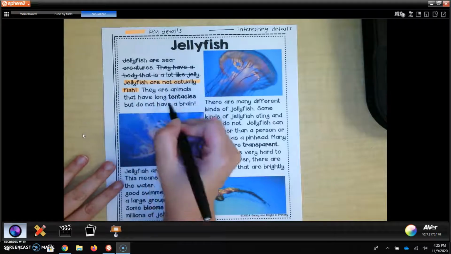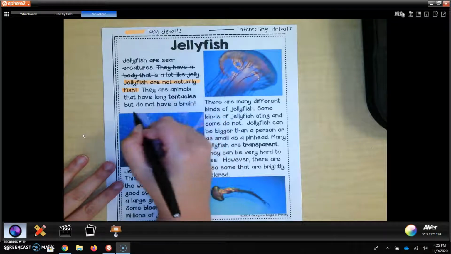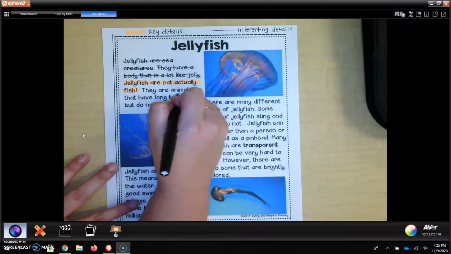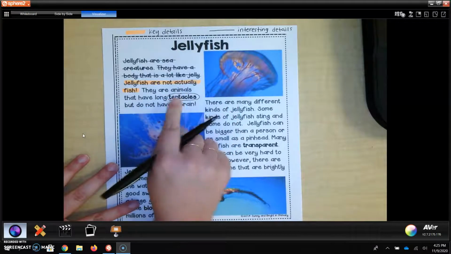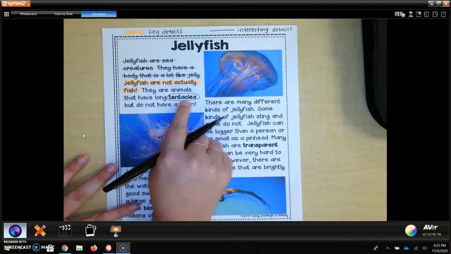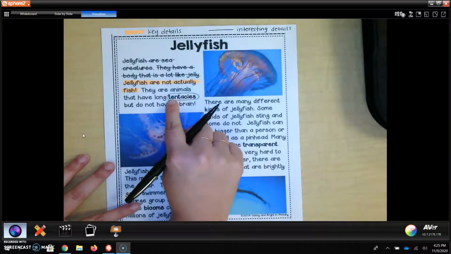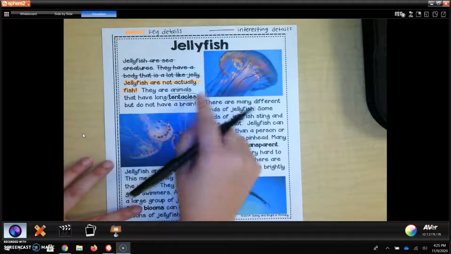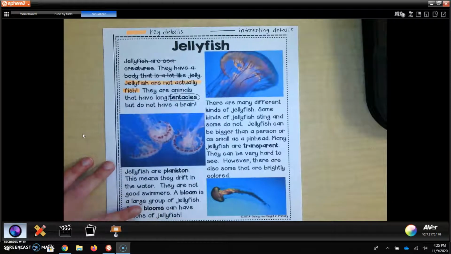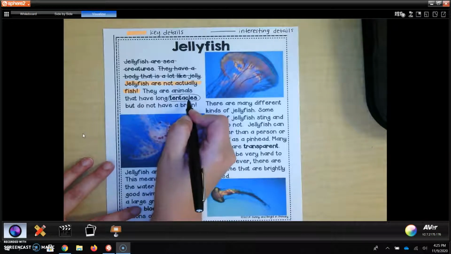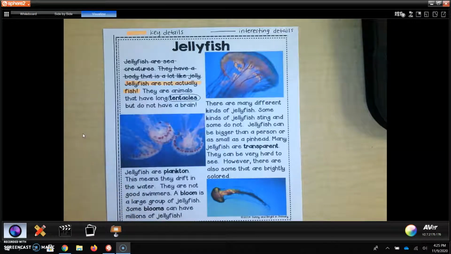They are animals that have long tentacles but do not have a brain. One thing that gives it away to me that this is a key detail is this text feature right here. We see in bolded print the word tentacles. Remember, bolded print is a text feature that when an author makes something bold or highlights something, he's trying to draw your attention to let you know that that is an important word and that you need to know that word. So I think that's a pretty key detail when learning about jellyfish.